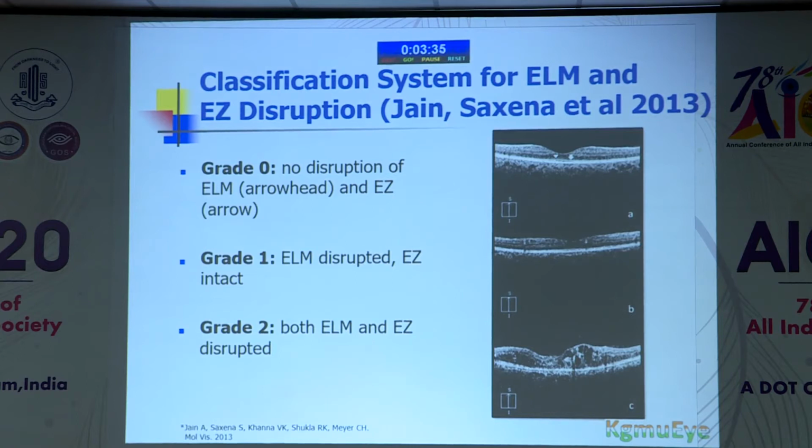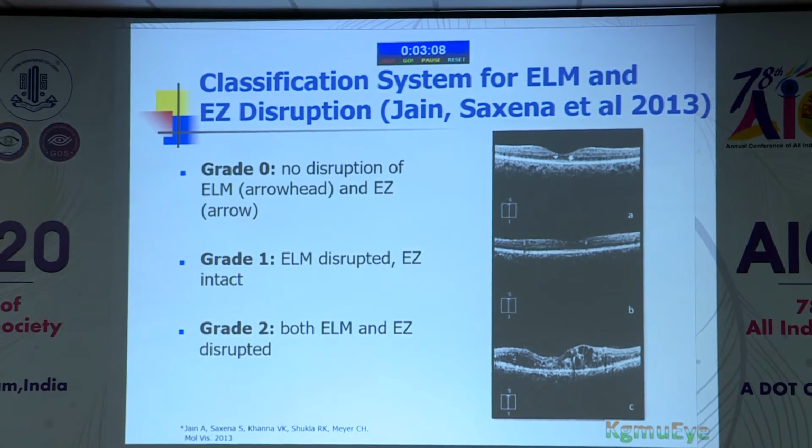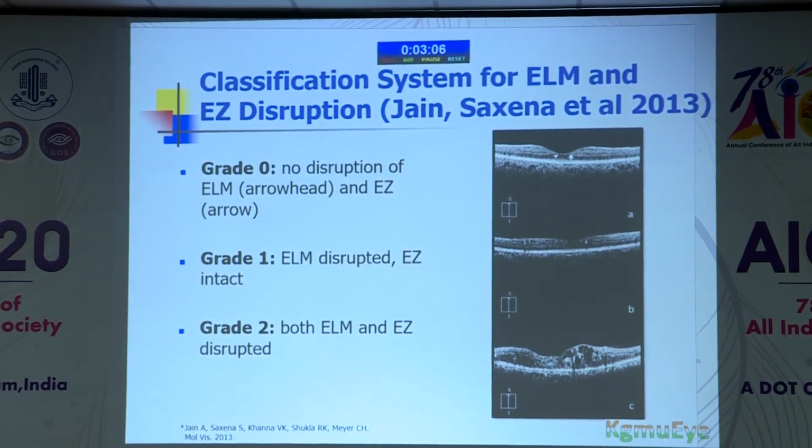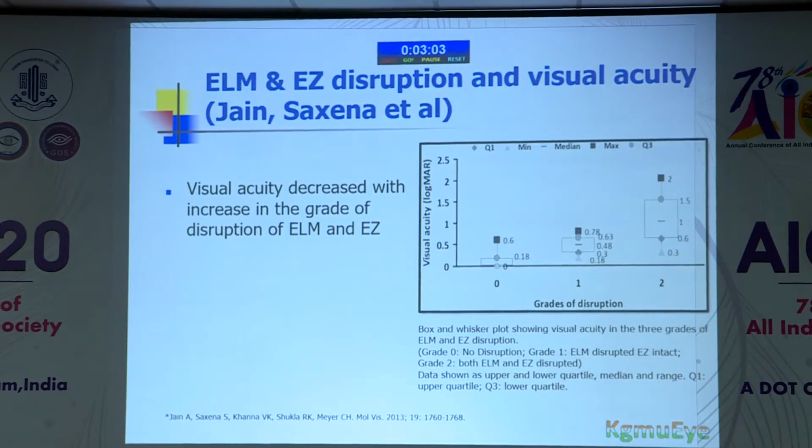So over the past decade or so, we have been able to develop and publish a couple of very good classifications, and we can grade this ellipsoid zone disruption into grade 0, 1 and 2, where grade 0 has no disruption, or in grade 1 the ELM disrupts first and subsequently that leads to the disruption of the ellipsoid zone. So we have been able to define the pathogenesis, how the ellipsoid zone is being disrupted in cases of diabetic retinopathy. And the disruption of these layers has been found to correlate very well with the increase in loss of visual acuity.